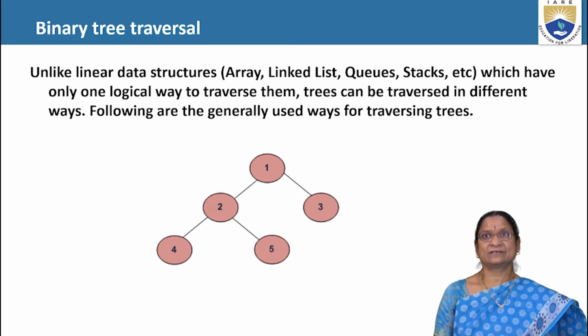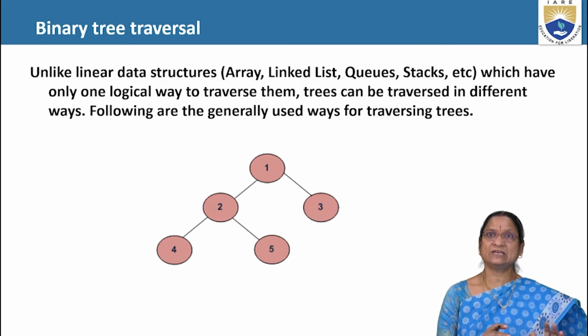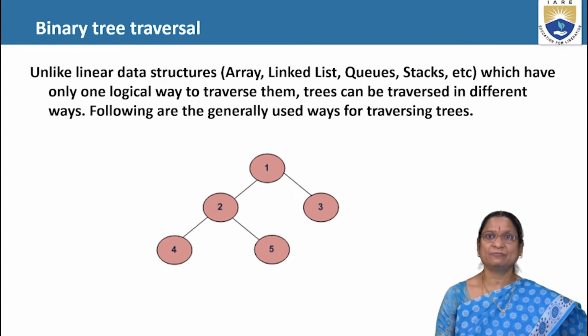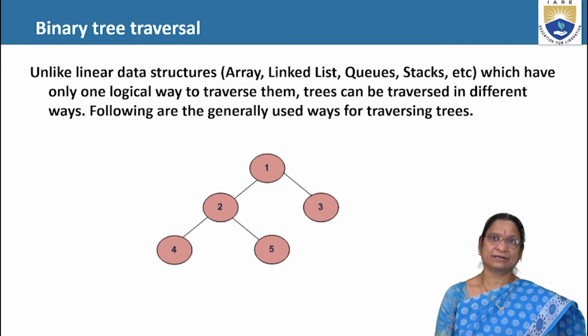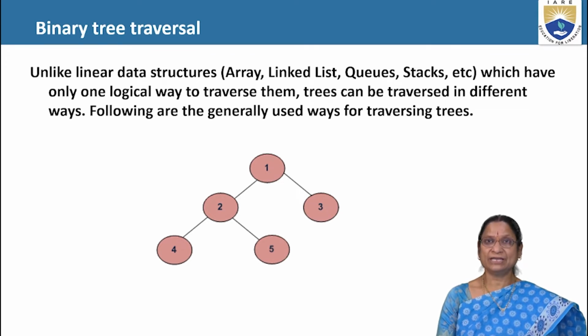Unlike linear data structures such as arrays, linked lists, queues and stacks, the traversal of non-linear data structures like trees will have various techniques or methods. Linear means only sequential, no? The data has to be traversed in only one order, one direction, the linear way. But non-linear means it may be traversed in any way. So that's why all non-linear data structures have various techniques for traversing them.